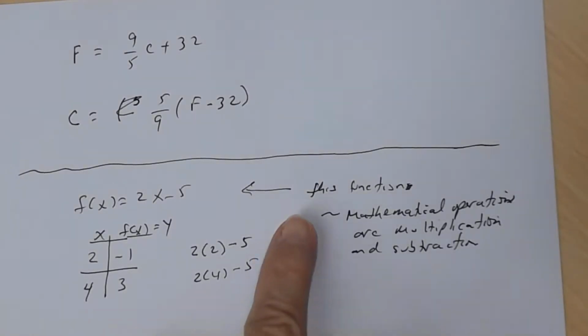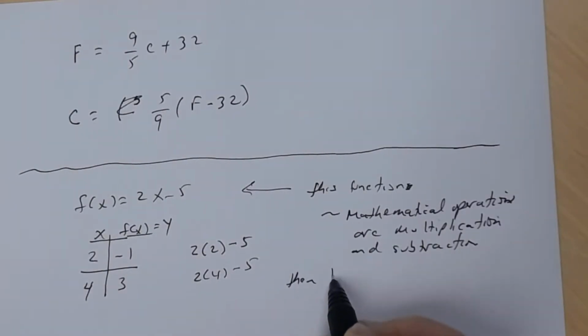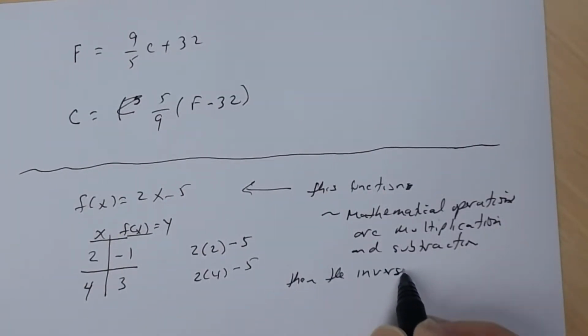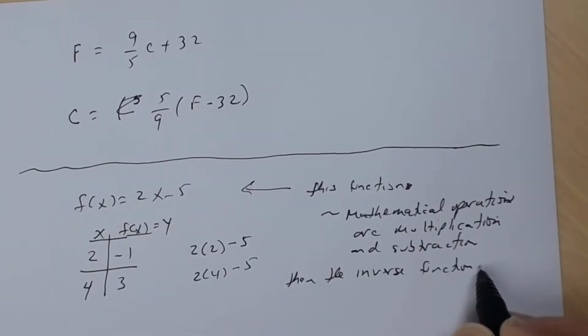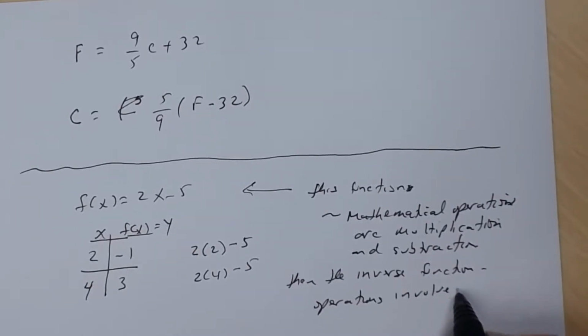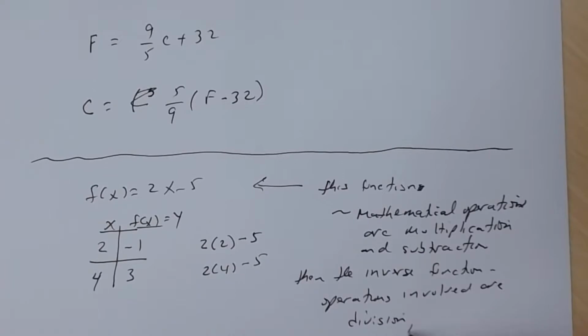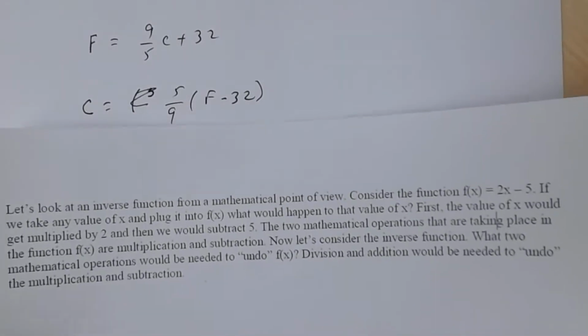All right, so if the operations involved in my original function were multiplication and subtraction, then the inverse function does the opposite. So the inverse operation of multiplication is division, and the inverse operation of subtraction is addition. Okay? So let's look at this statement again.